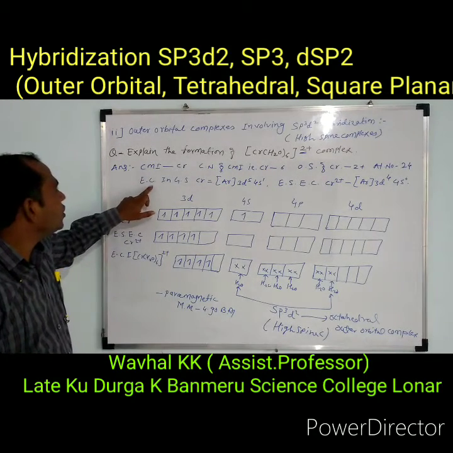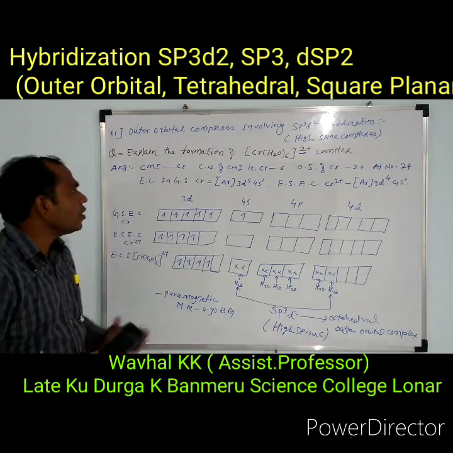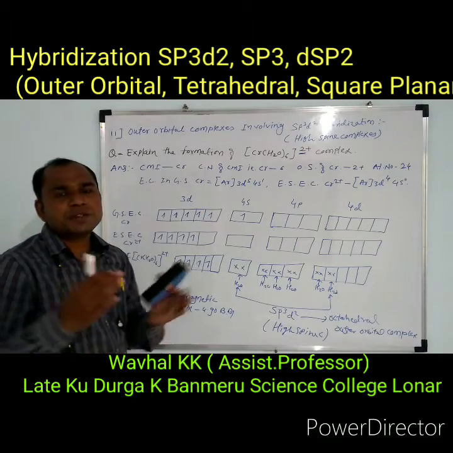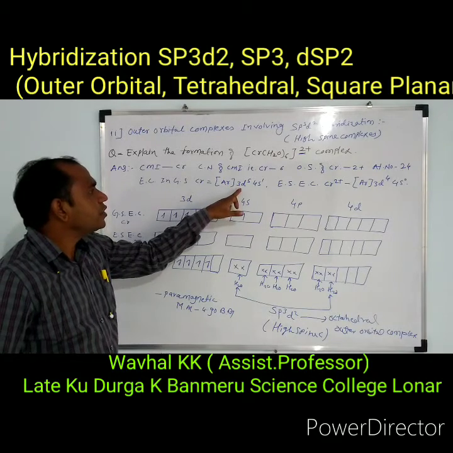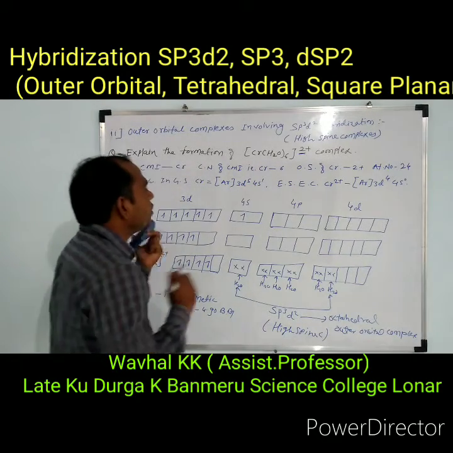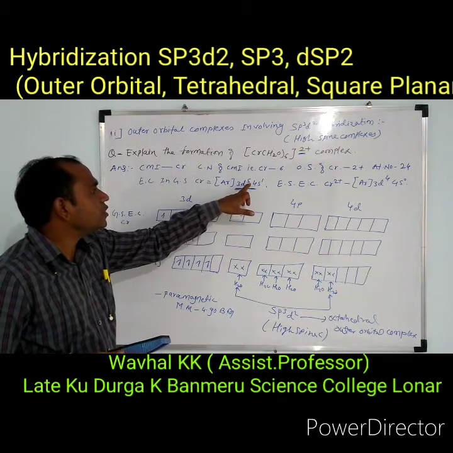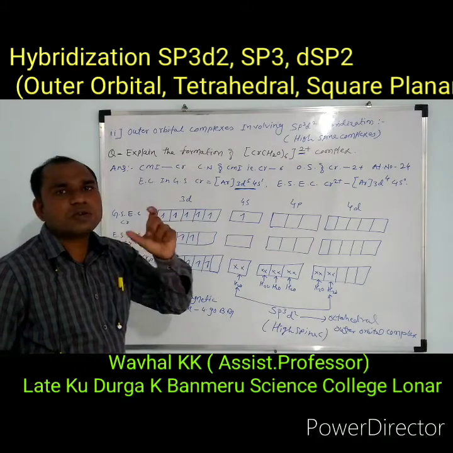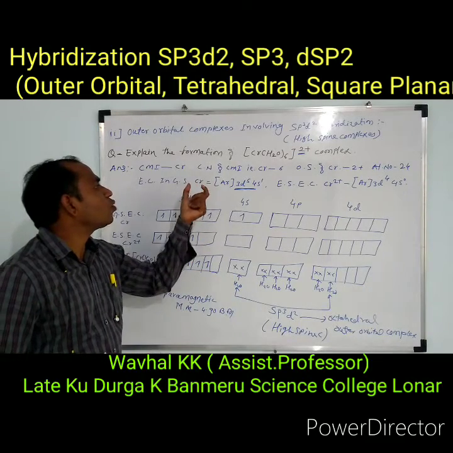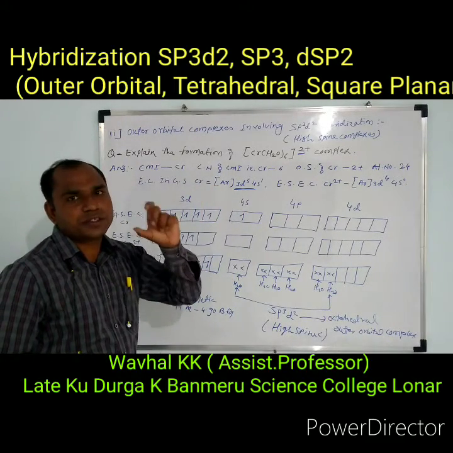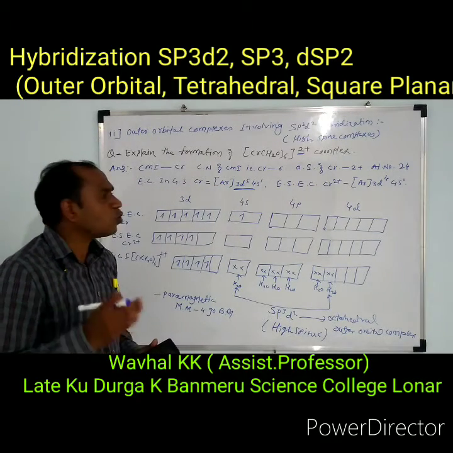Then write down the ground state electronic configuration of chromium. In the ground state, chromium shows an exceptional electronic configuration, that is [Ar]3d5 4s1. This is the exceptional electronic configuration of chromium, because 6 electrons are present in the valence orbitals. Hence, [Ar]3d5 4s1 is the ground state electronic configuration of chromium.